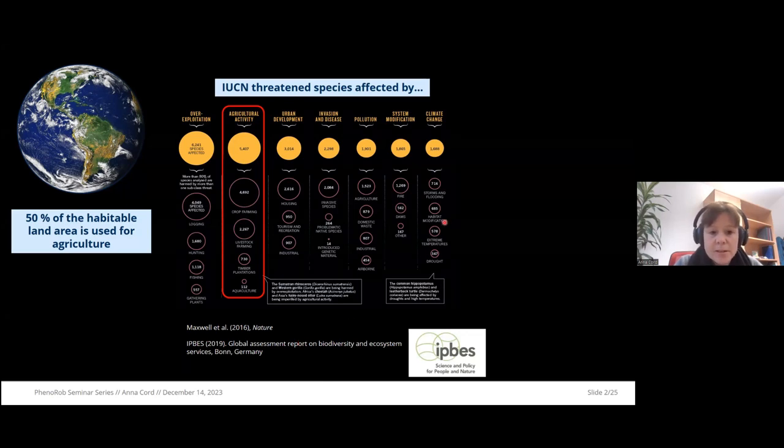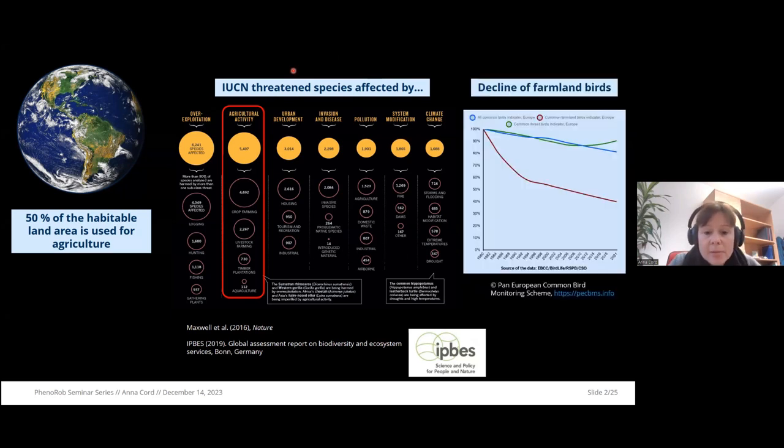Many studies, this is only one of them, including also the global assessment of IPBES, the Intergovernmental Science Policy Platform on Biodiversity and Ecosystem Services, all show that agricultural activity is one major threat to biodiversity, especially also for the threatened species. And we can see that effect on biodiversity.